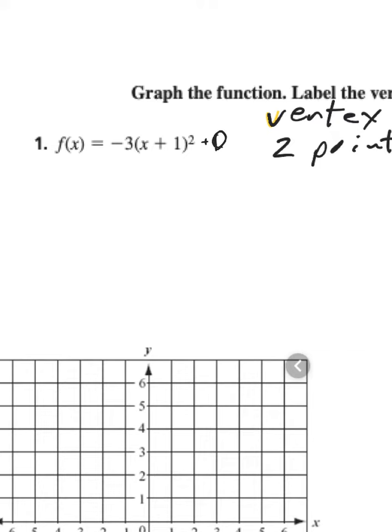So I'd like you to pause the video right now. Take a moment and see if you can graph this. Again, I apologize when the graph moves off the paper that I use, but give it a try. So pause now.